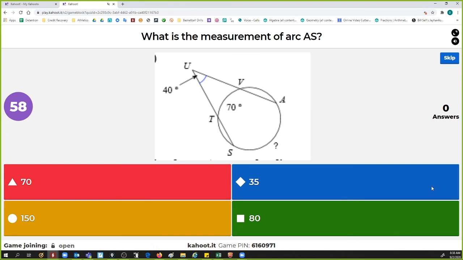What is the measurement of arc AS? That's the big arc. What is the big arc?